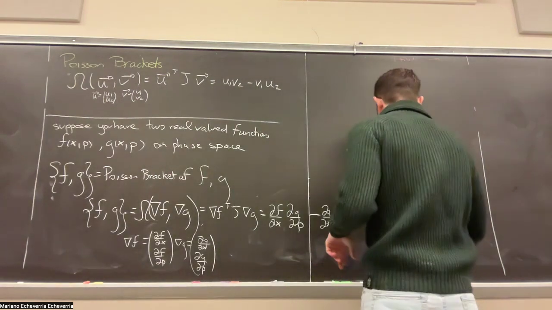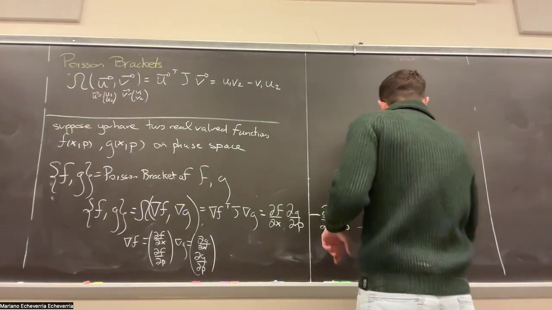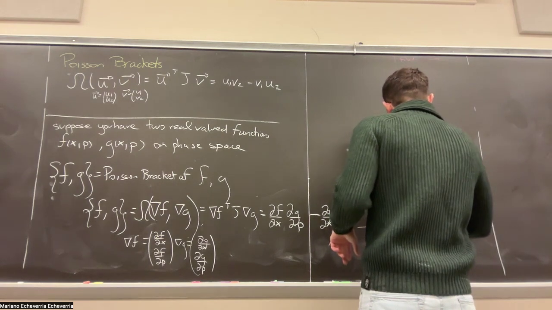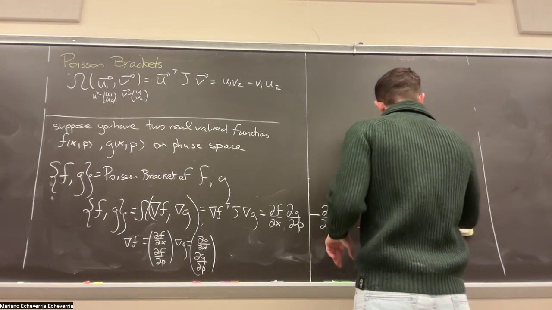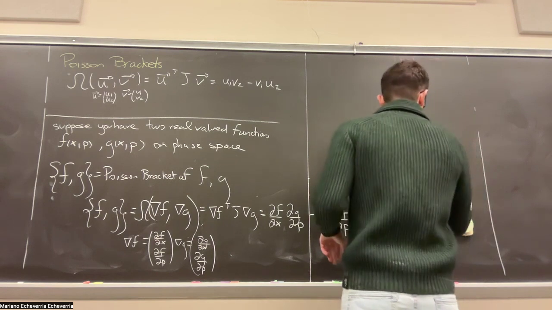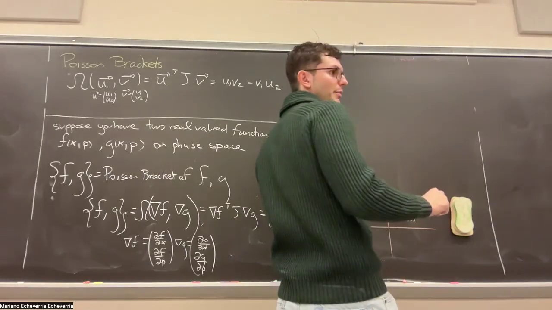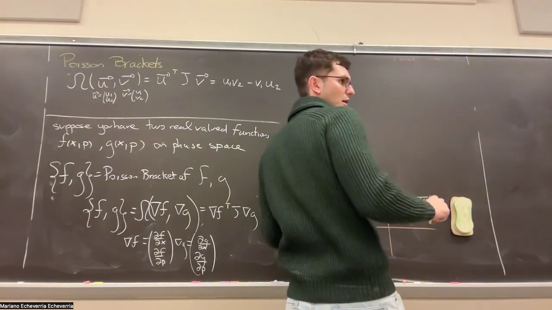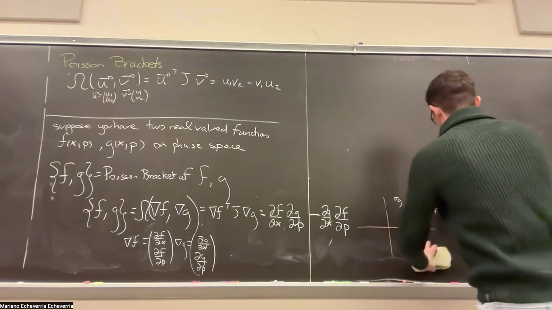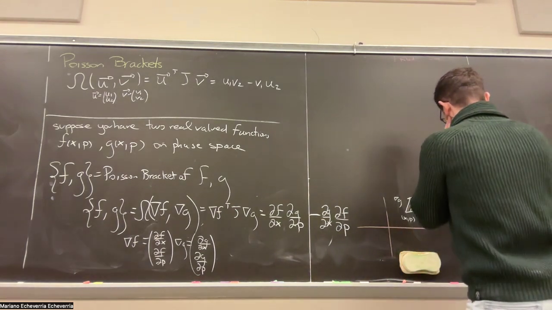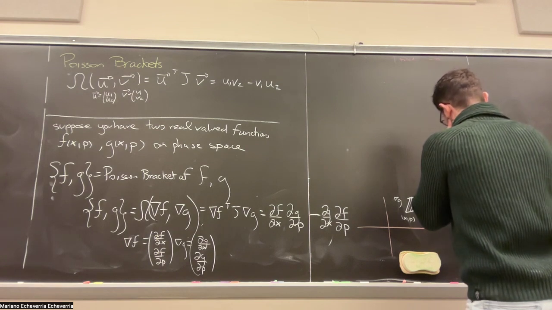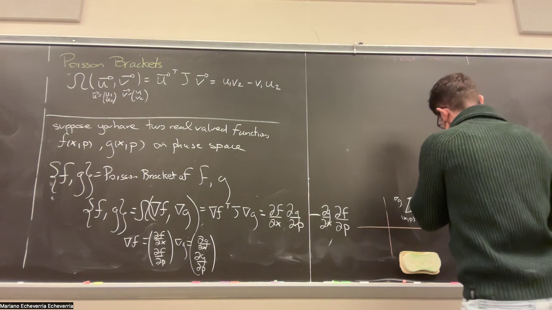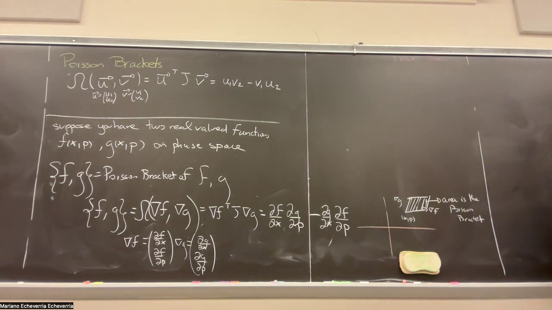I should do this picture. So if you have a point in phase space, you have two gradients. There's a parallelogram, and the area of that parallelogram, up to a sign, is this Poisson bracket. So the area is like this. Then I think that looks better now. It makes more sense.